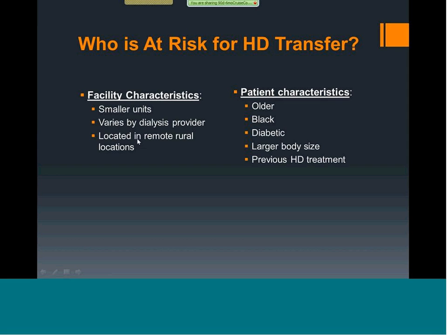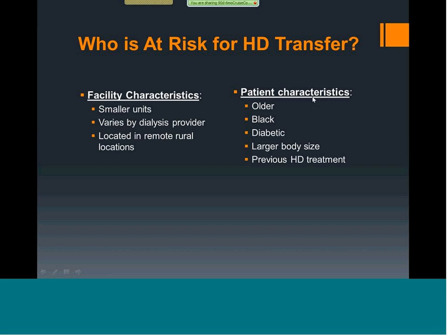Facilities that are at greater risk are those that are located in remote rural locations. Look at the facility characteristics then. The facilities that are at greatest risk are the ones with the least amount of resources available to help deal with complications that may arise with peritoneal dialysis. Smaller units, it may be an issue of staffing. Being located in remote rural locations may be related to access to, for example, surgical intervention when it may be needed, which puts patients at risk of transfer to hemodialysis.